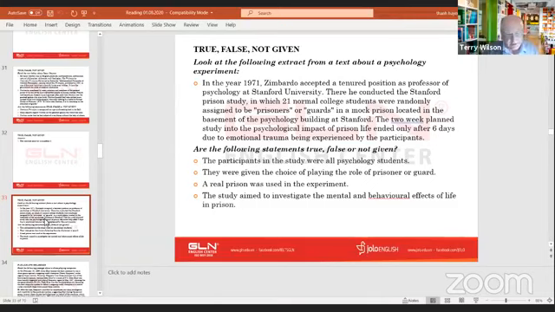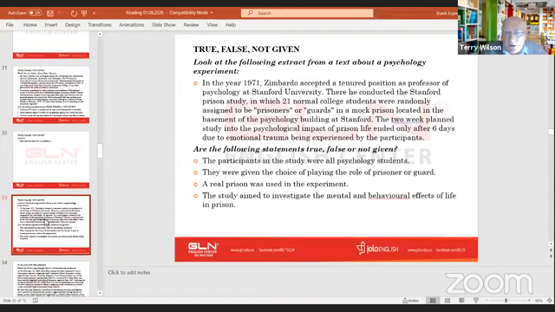So the participants in the study were all psychology students. Well, if you look at the text, if you look at the third line, it says in which 21 normal college students were randomly assigned. So, for this one, it's false. They were not all psychology students.